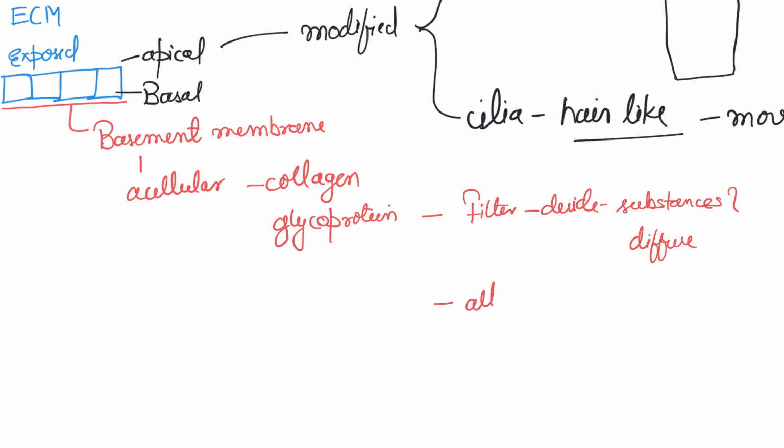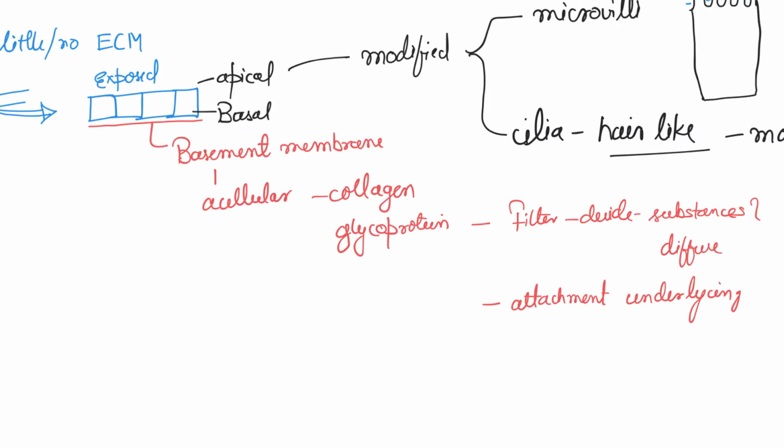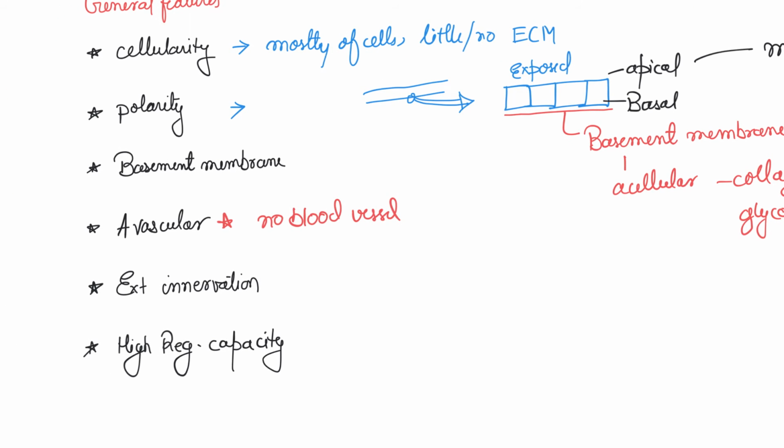It also serves as an attachment, right? It attaches this epithelial tissue to the underlying connective tissue. Just underneath the epithelial tissue, you'll have the connective tissue. So attachment point is this. Okay, we already talked about the basement membrane right here. So that's done. Avascular, no blood vessel, very good.